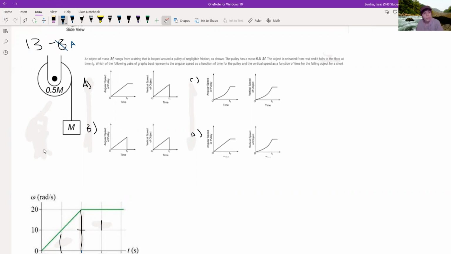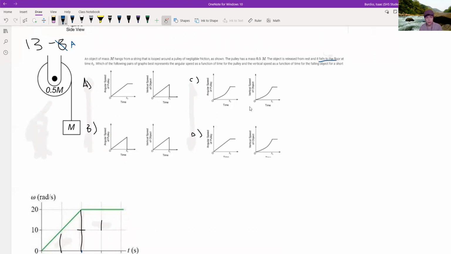Okay, so a block of mass m, an object of mass m, is on a pulley. The pulley has a mass of 0.5 m. Well, okay, they'll be stupid like that. They won't tell you kilograms. Fine. The object is released and it falls to the floor. That's something important because you'll see why in a minute.